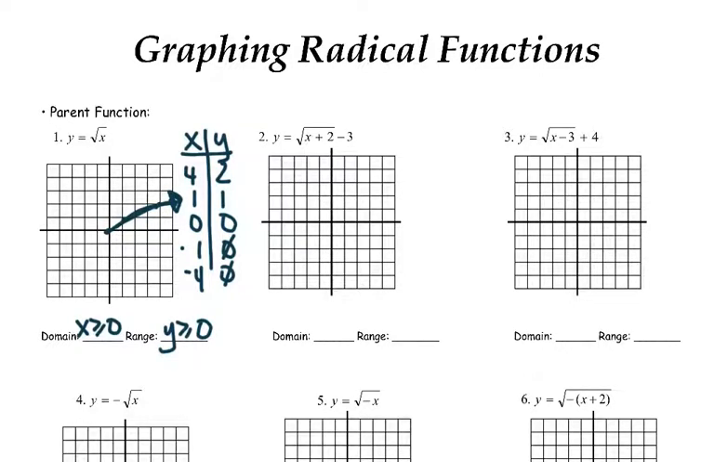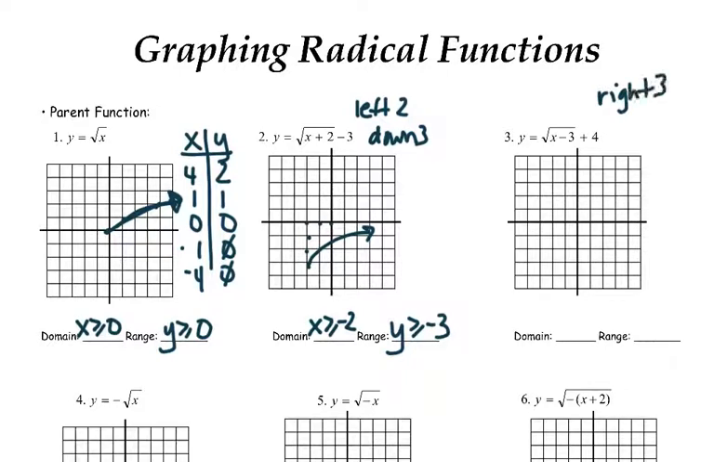Once I get that parent graph, I usually can just do my shifting patterns. So I can look at this one and say, oh, that's going to go left 2, down 3. So I take that ordered pair at (0, 0), left 2, down 3, and then just make my swoosh. So here the x coordinates are all bigger than or equal to negative 2, and the y coordinates are all bigger than or equal to negative 3. And you can use a graphing calculator, so that can help you too.